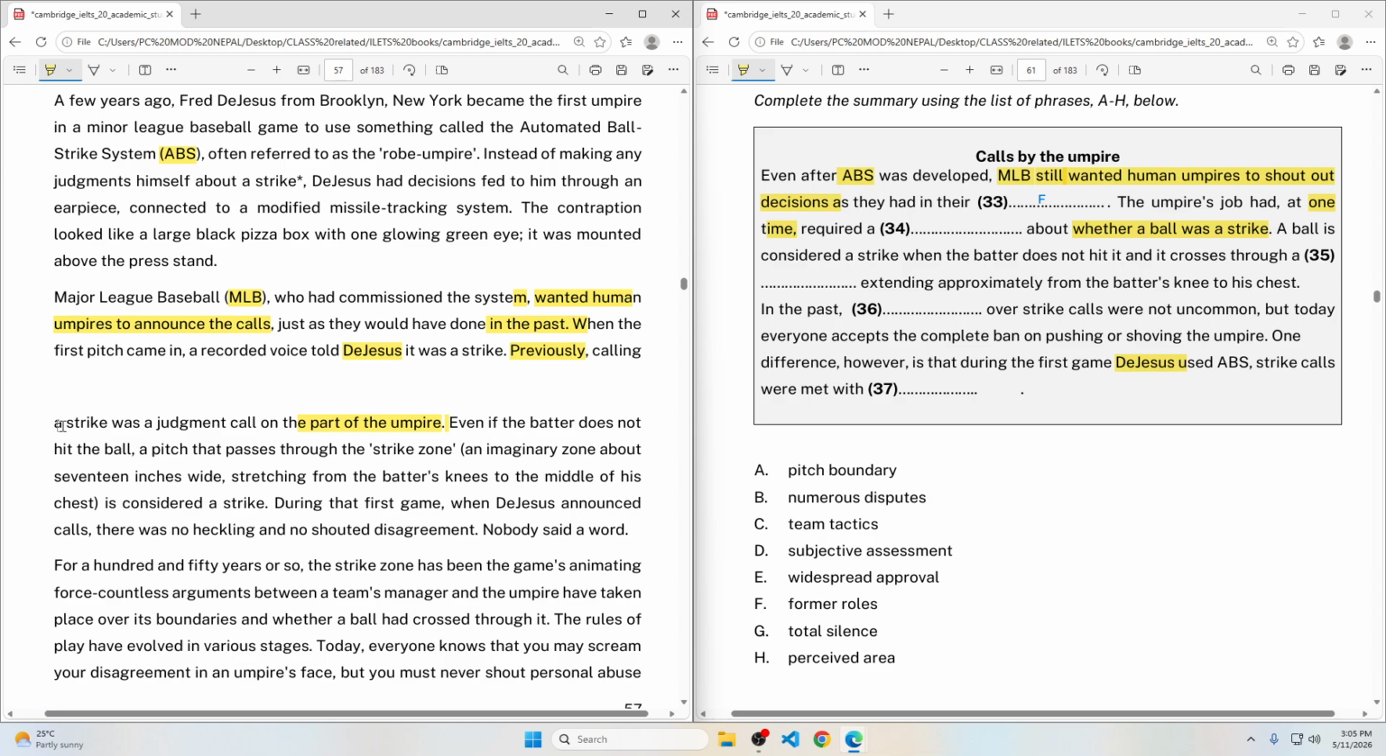So it was calling a strike, whether a ball was a strike. It required a judgment call. Our answer is judgment call. What do you think is the synonym of judgment call out of these options? Assessment means judgment. So we're going to go with option D.